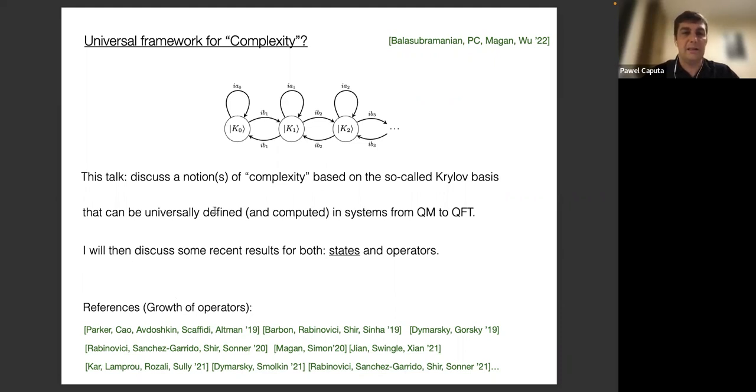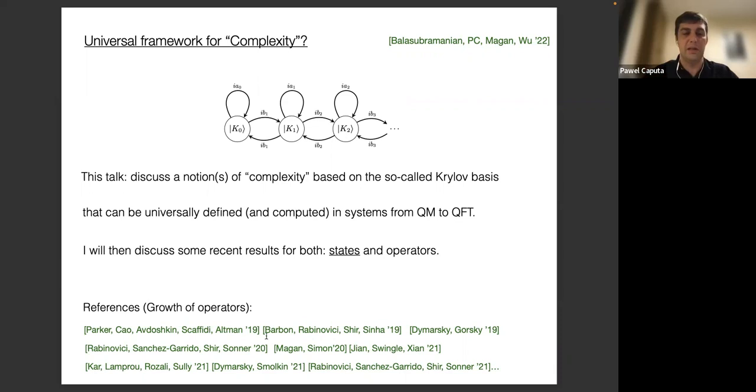In the remaining time, I'll discuss the notions of complexity based on the so-called Krylov basis that can be universally defined and computed in systems from quantum mechanics to quantum field theory. And I will then discuss some recent results for both states and operators, as I gave in the motivation. This is mostly based on this paper with Vijay, Javier and Jingyu from this year, but there have been many excellent references already on using these ideas for the growth of operators that I list here. I'll mention only some of them, but this list is actively developing. So I'll be mostly focusing on states, but please have this in mind.